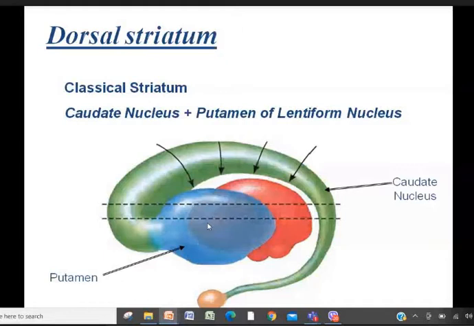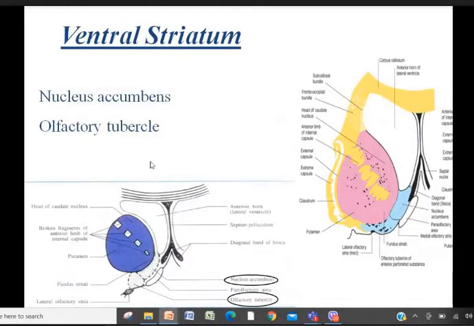Now in ventral striatum, what are the structures coming? These are two structures you have to remember. This is nucleus accumbens and olfactory tubercles. These two are coming in the ventral striatum. You have to memorize this three, four times. If you study, then you only understand. So these are the MCQ questions.